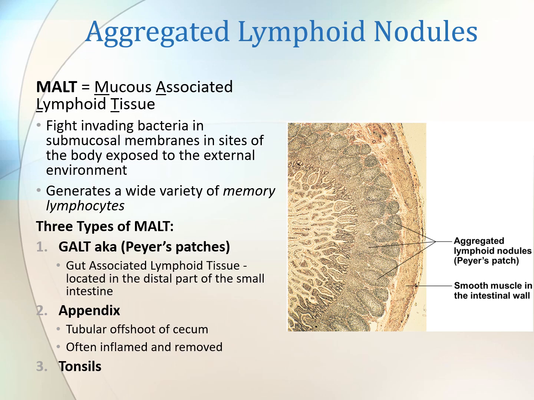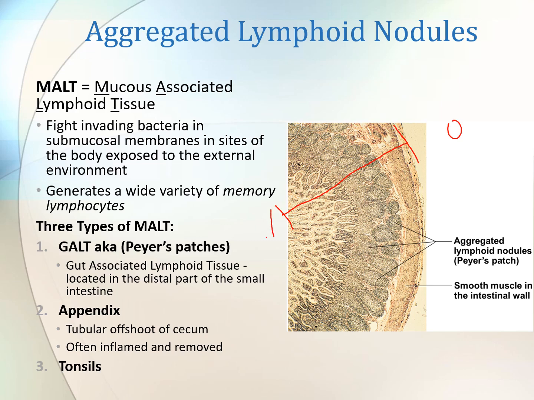So what are our types of MALT? Okay, these aggregated lymphoid nodules. The first type is in the gut, so gut-associated lymphoid tissue, or GALT, but we also call them Peyer's patches, okay? And they're mostly in the lower small intestine, the kind of distal small intestine. So that's what this picture is of as well.